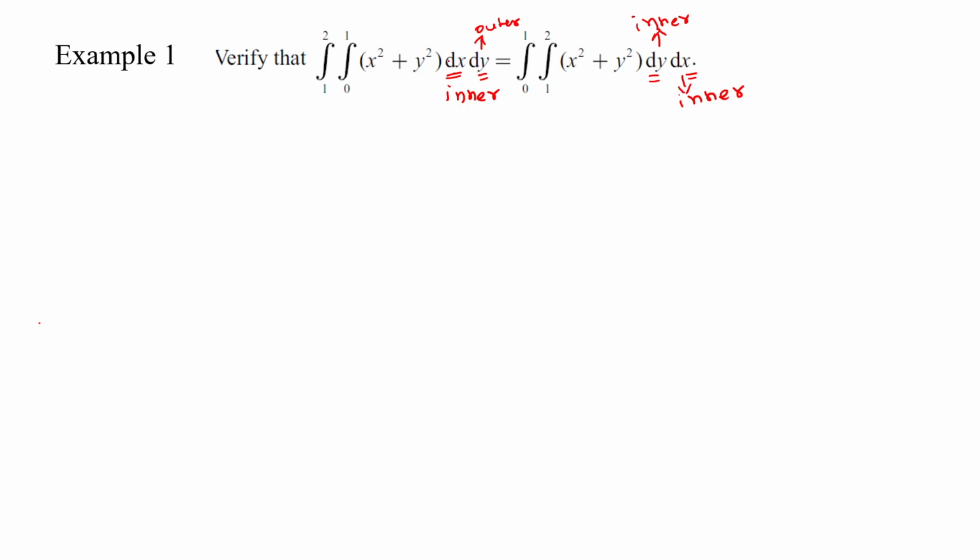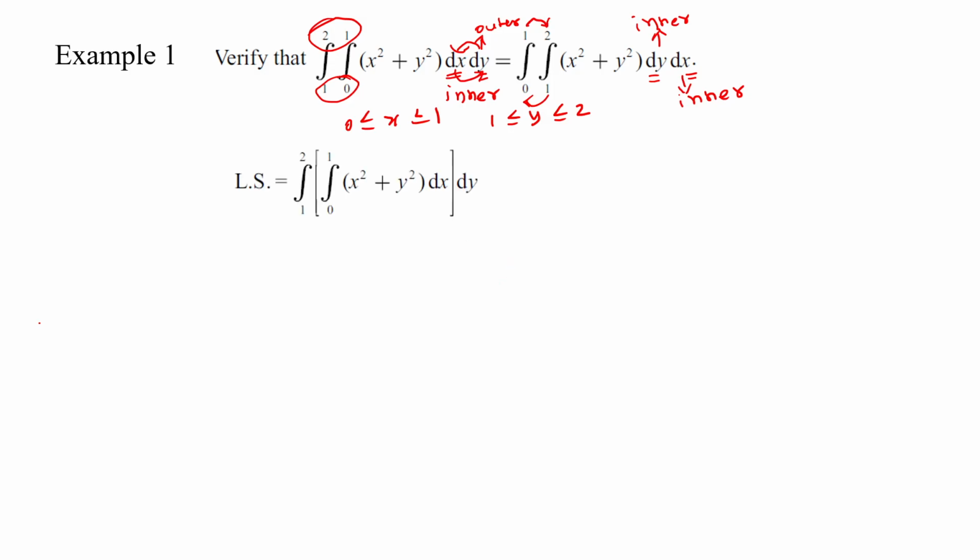See the limits of the inner integration and outer integration. All the limits are constants. For example, x lies between 0 to 1, y lies between 1 to 2, that is, 1 less than or equal to y, less than or equal to 2. So when the limits are constants, we can just change the order. At the same time, you have to change the limits also.